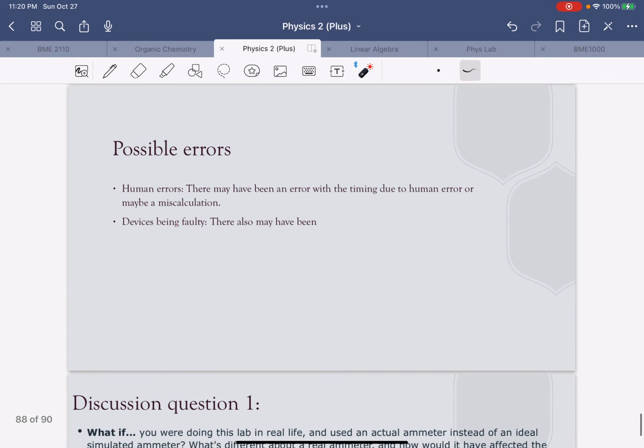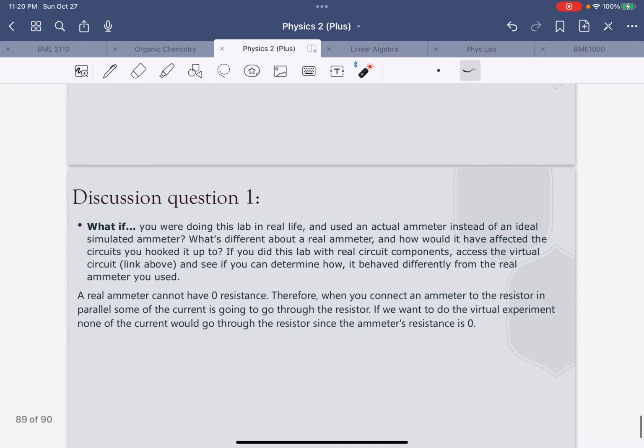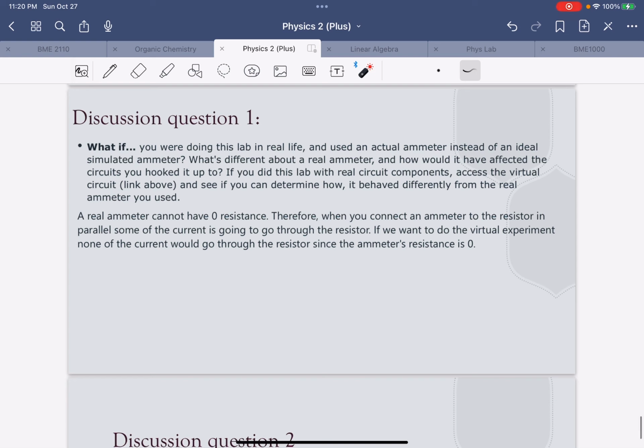Human error would have been a possible source of error because of miscalculation or messing up the timing, but devices being faulty can also be a potential error. So discussion question 1 asks, if you were doing this lab in real life and used an actual ammeter instead of an ideal simulated ammeter, what would be different? So a real ammeter cannot have zero resistance, but in the virtual one it can have zero resistance.